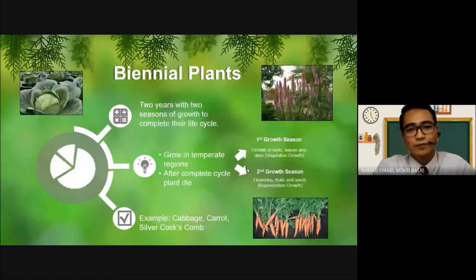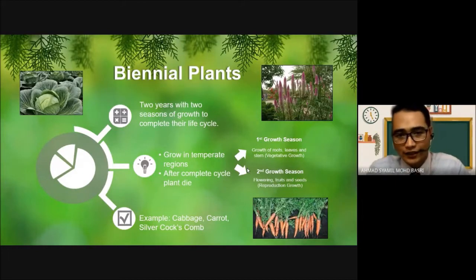So let's move to biennial plant. The biennial plant takes 2 years with 2 seasons of growth to complete their life cycle. It depends, that's why they call it 2 years or 2 seasons. Some plants may take 2 years, but for some plants a season indicates their growth of 3 to 6 months or even 8 months. This biennial plant usually grows in temperate regions. After they complete their life cycle, they will die.